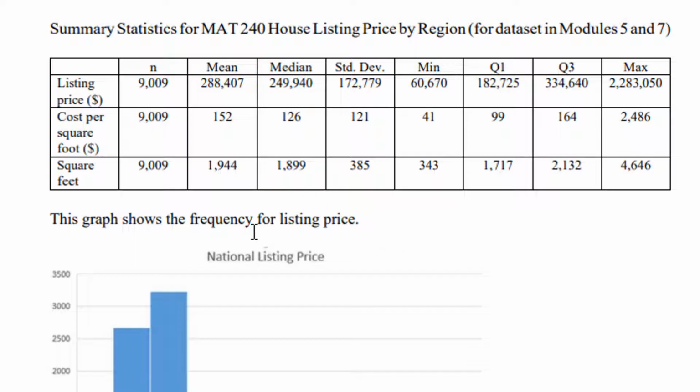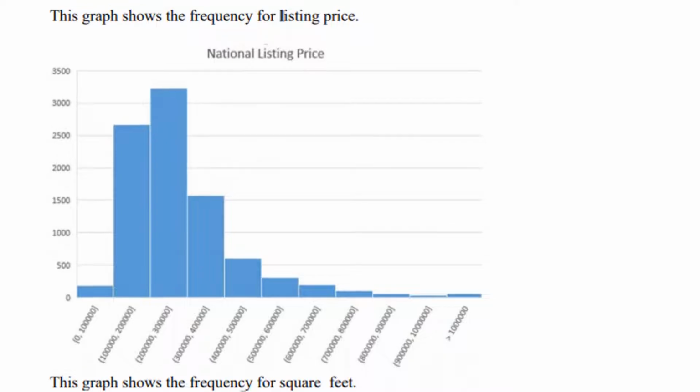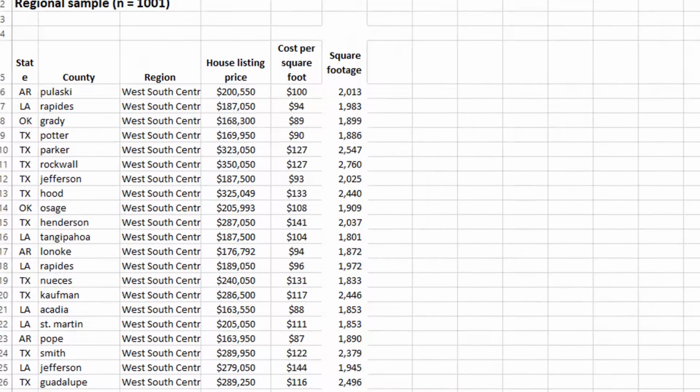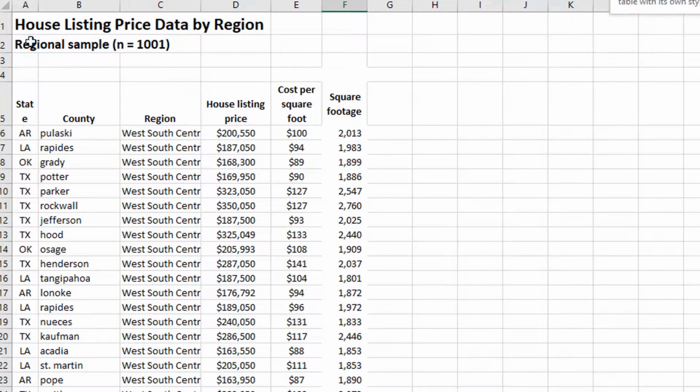But this is what we need. We're going to need two numbers from this: the mean listing price for the nation and the mean square feet for the nation. You'll also be looking at these histograms to see if your sample distribution is similar to the national. And you'll also be comparing your sample data to the national sample statistics, but that really is going to be happening through the use of the tests. So let's go to Excel, and in Excel we're going to want to enable editing, of course.